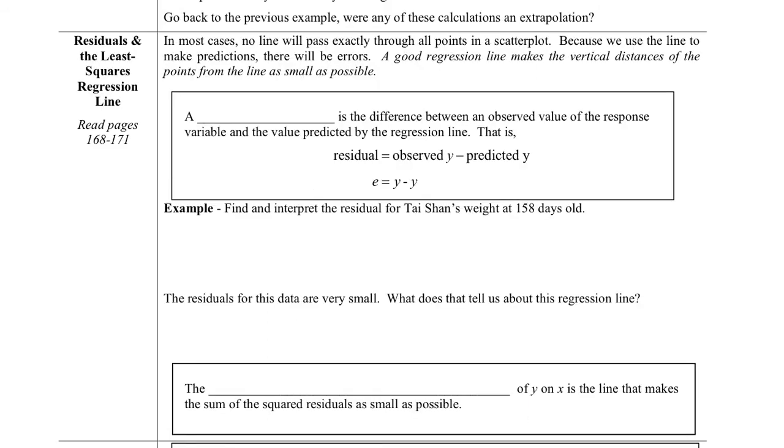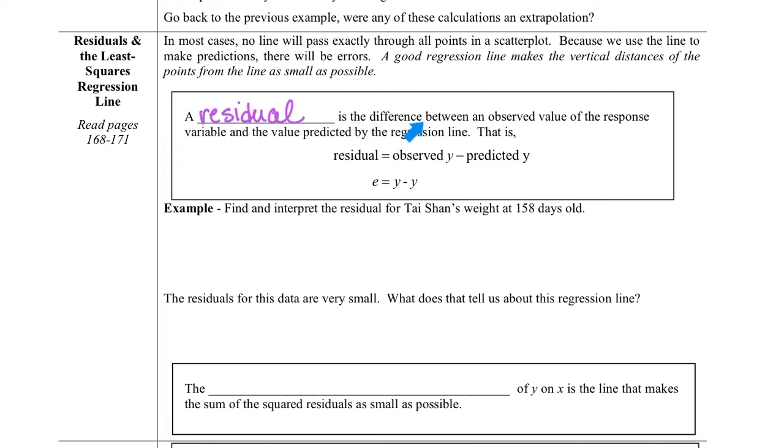Let's keep moving our discussion about least squares regression lines. You do need to realize that in most cases, no line will actually pass through all your points in a scatter plot. So this is just a prediction line. Because we use the line to make predictions, there's going to be errors.